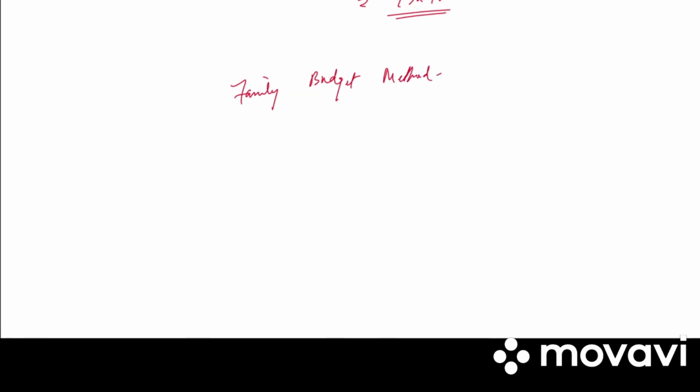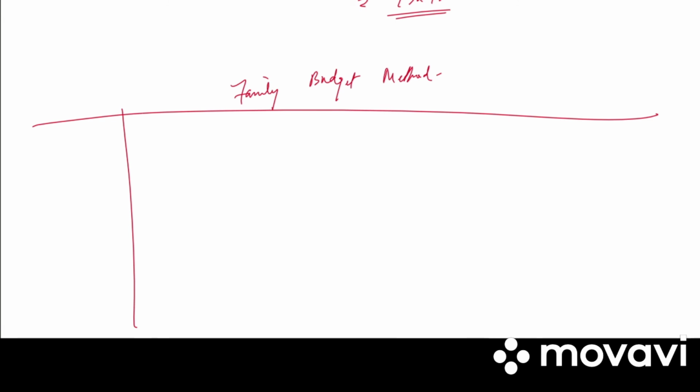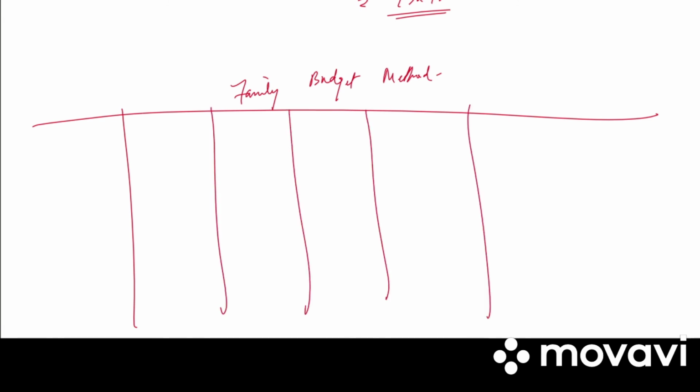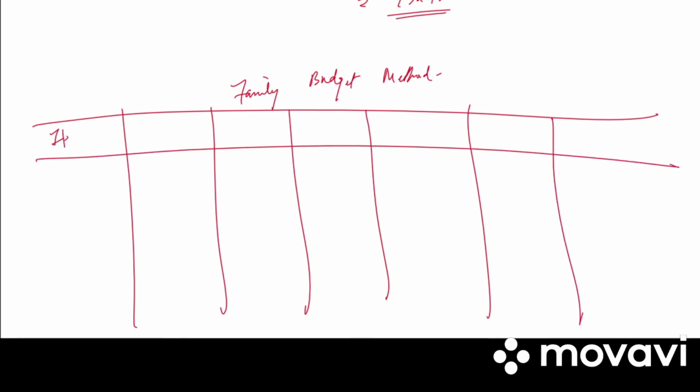Next we have the family budget method. So again, the first column will be commodity, Q0, P0, P1. Then we find R, W and RW. R is equal to P1 by P0 into 100. W is equal to P0 Q0. Then we have R into W.